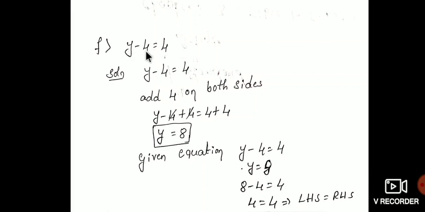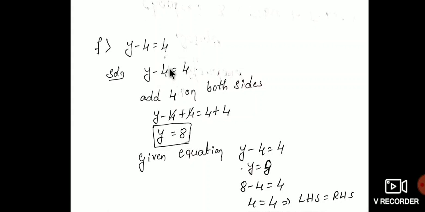y minus 4 is equal to 4. So we have to remove this minus 4. To remove that minus 4, what we have to do means we have to add something, something that makes it cancel completely. So here, minus 4 means we have to add plus 4. Then minus 4 plus 4 gets cancelled. But we must add on both sides. Okay?